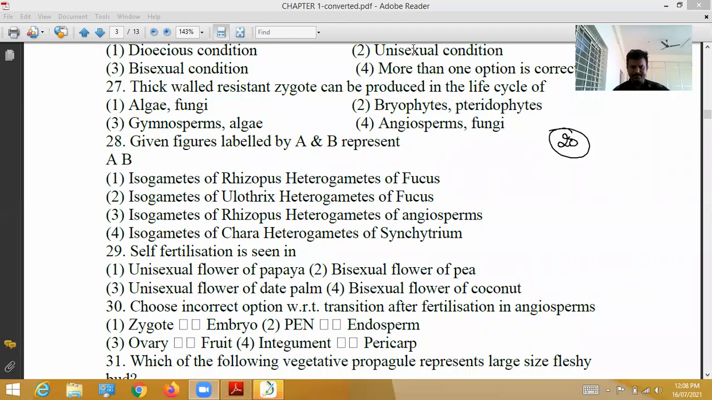Next topic. See here, 28th bit. The given figures labeled A and B represent A and B. Actually, the diagram was not given here, so I will draw the diagram. Everybody have a look at that diagram. It is like this way.